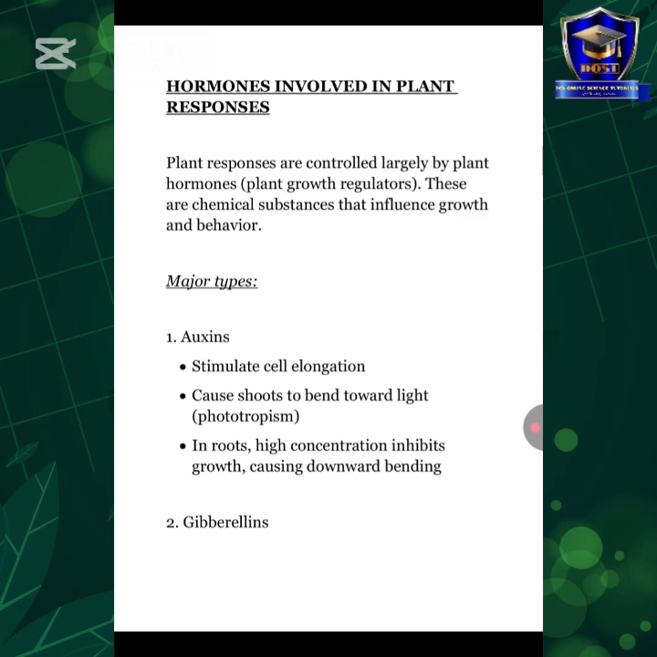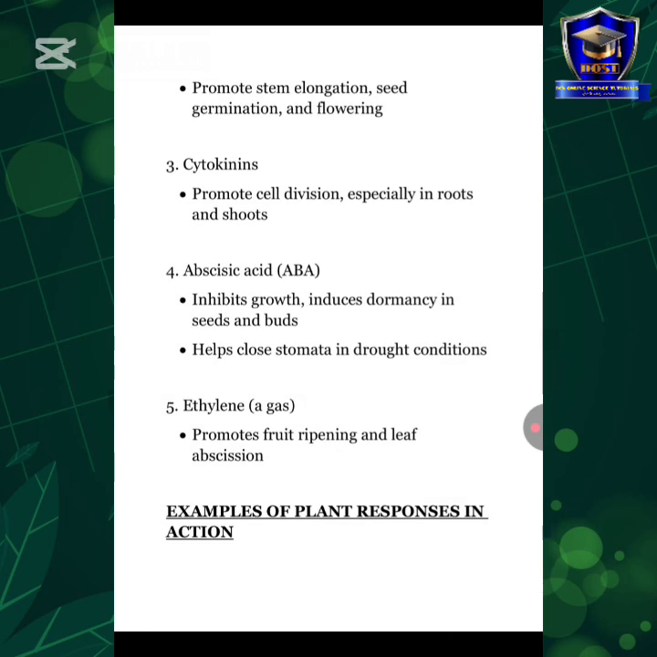Number two, we have gibberellin. Gibberellin promotes stem elongation and seed germination, and also promotes flowering. So stem elongation, please take note of this. It's very common in exams, especially JAMB. All right, gibberellin actually promotes stem elongation. And number three, we have cytokinins. Cytokinins promote cell division too, just like auxin, but this one is especially in roots and shoots. Meanwhile, auxin in excess concentration can inhibit cell division and cell elongation.